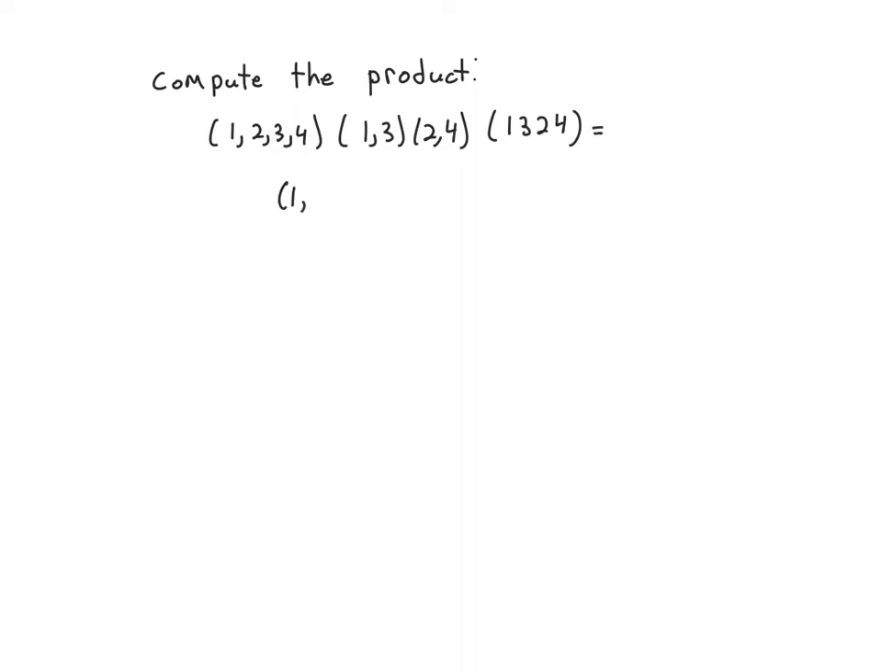So let's figure out what this permutation does to 1. So here's 1. Remember, composition always goes from right to left, so we need to start all the way at the right and work our way left.